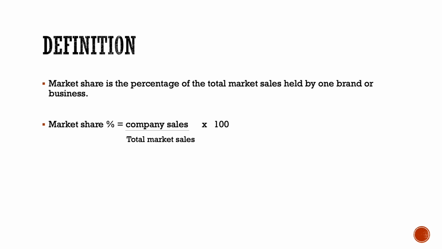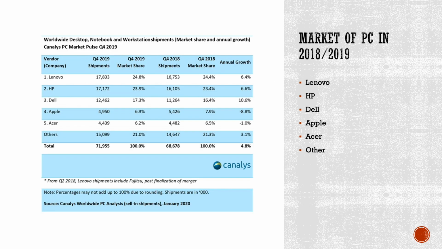Let us now have a look at a couple of examples. So here is the market share of PC for 2018 and 2019. So we have it for 2 years here. As you can see, Lenovo is number 1. Lenovo occupies the highest share in the PC market, followed by HP, Dell, Apple, Acer, and others.